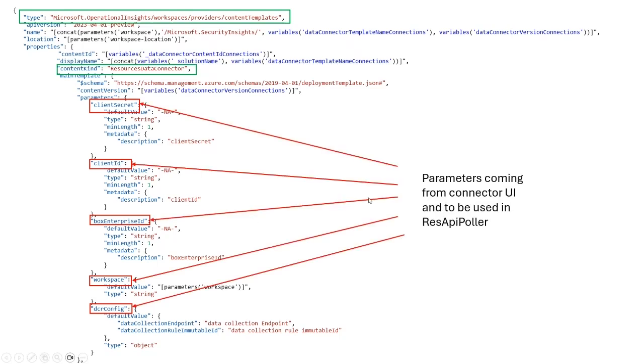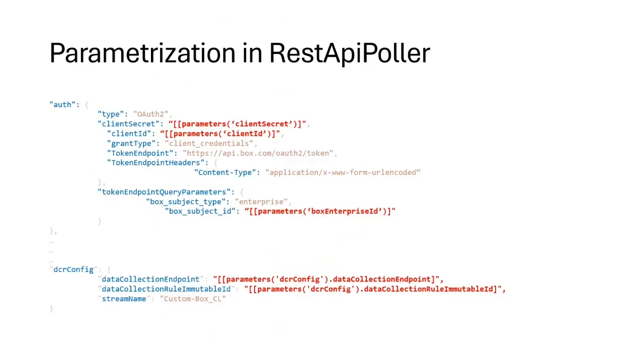These parameters coming from the connector UI definition will also be used in the REST API poller. It's important. As I said in the beginning, you don't need to use parameters, and it will work just to show you that data is coming through, but you're going to have to do it at the end to make it more secure and more scalable. And this is how it's going to look. In the REST API poller, it's going to look like this.